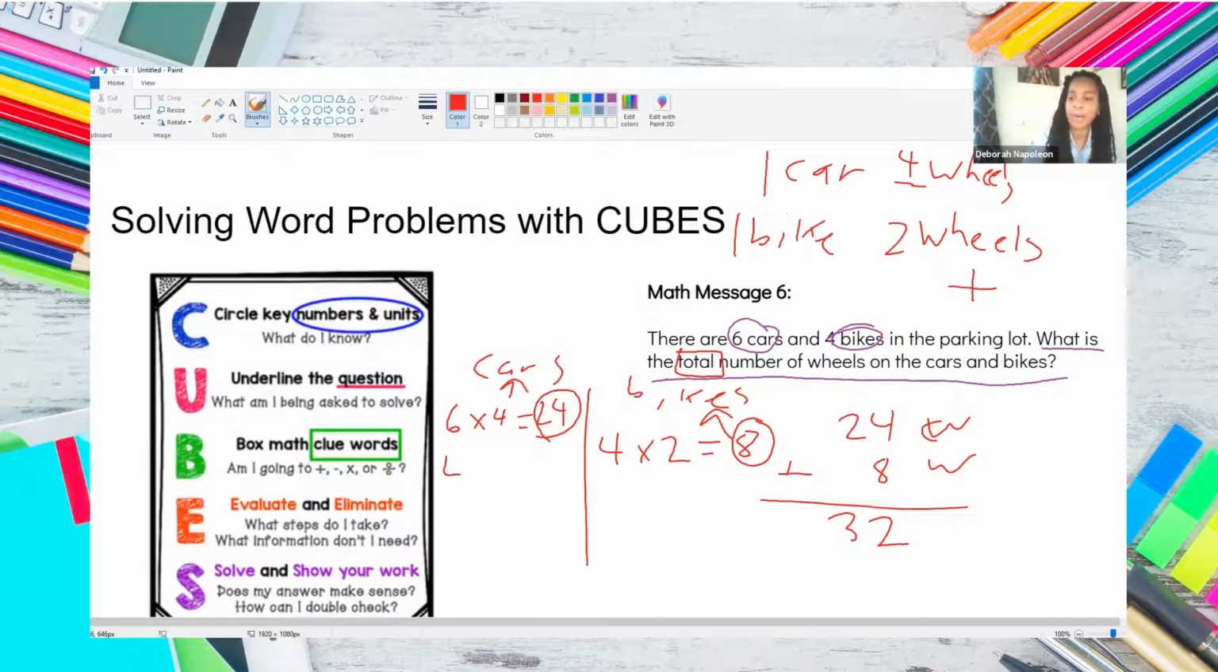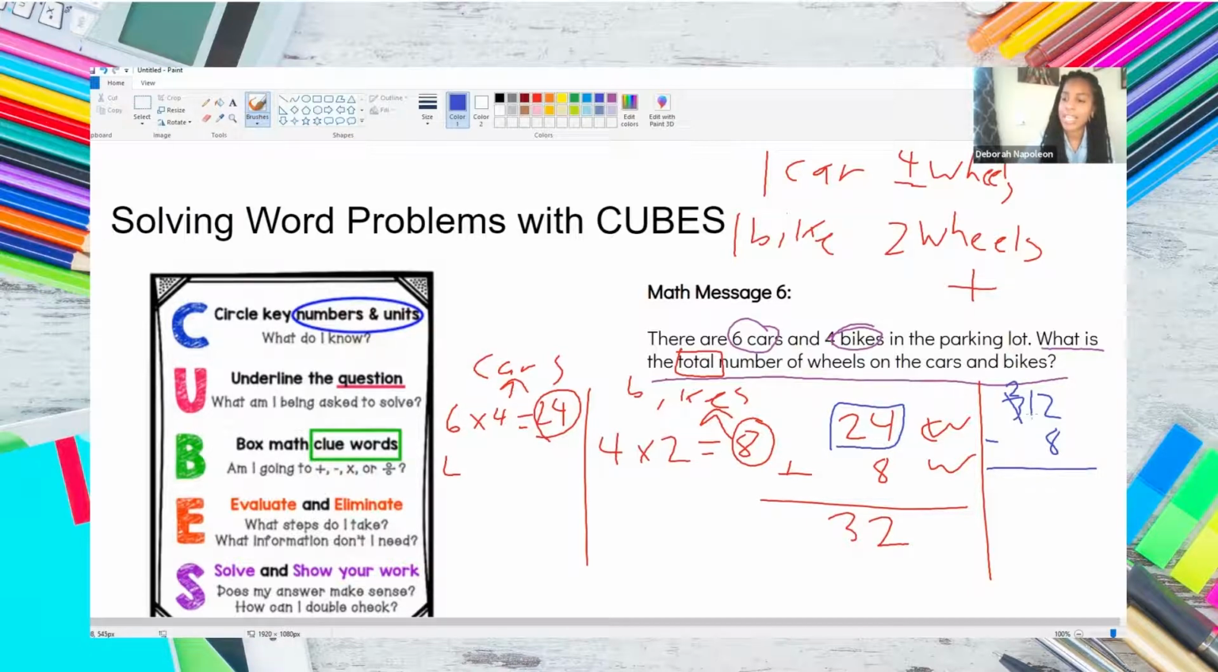So let me check my work. Let me use a different color to check. So 32 minus 8, and that should give me 24. This is how I know I'm right. If it doesn't give me 24, I'm wrong. 2 ones minus 8 ones: I don't have enough ones. I need to borrow a 10 from the 3. The 3 will become a 2. The 2 becomes a 12 because I borrowed a 10.